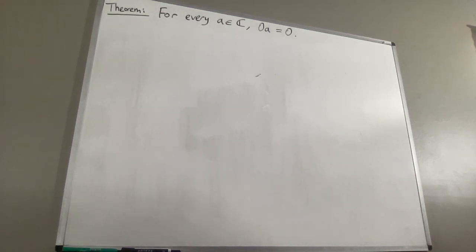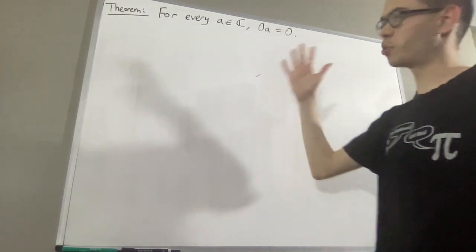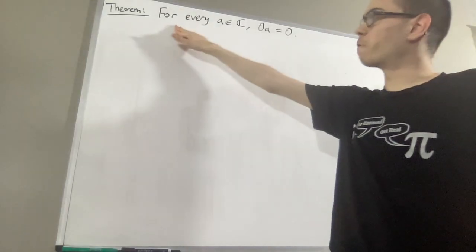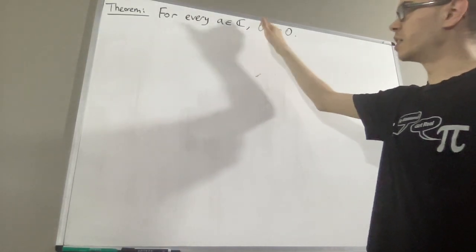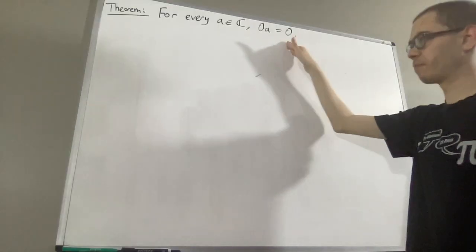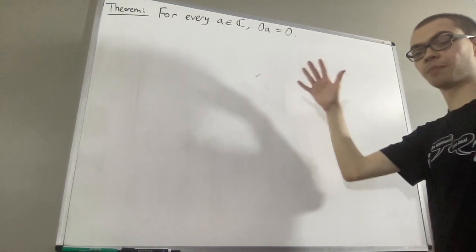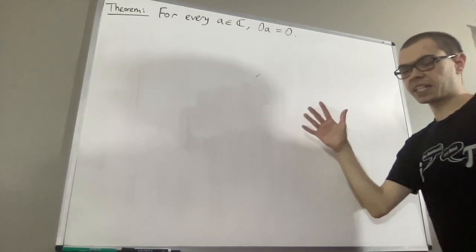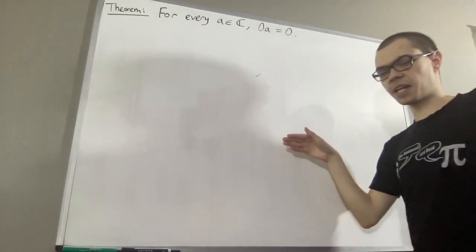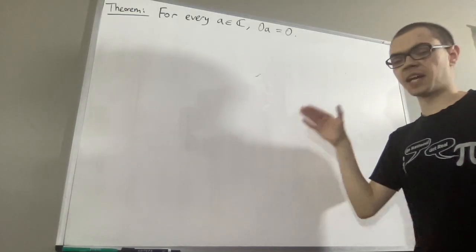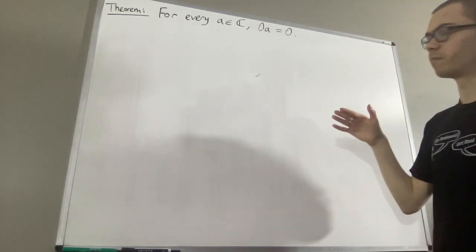Hello! In this video, we are going to prove the following theorem. For every complex number a, 0 times a is equal to 0. Now in this series, we are looking at a list of axioms for the complex numbers. These axioms come from MetaMath, and I'll have information about that and the axioms in the description below.